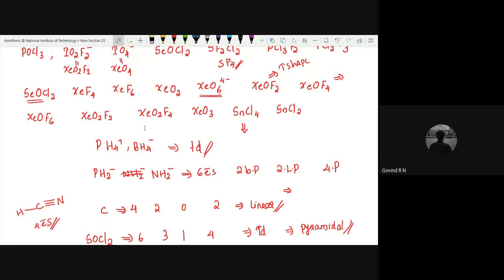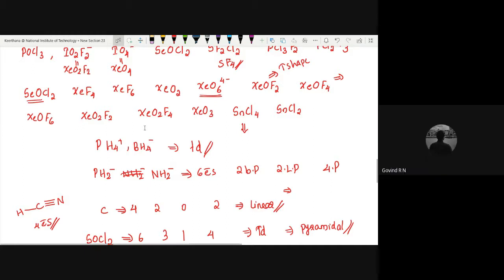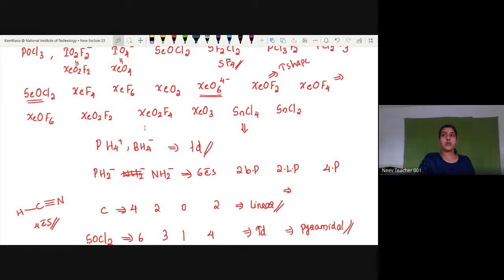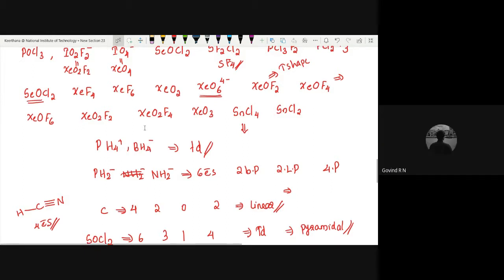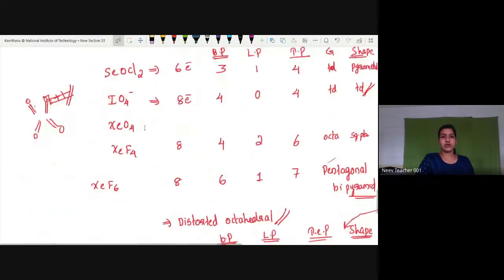I think it's trigonal planar shape. No, geometry. Yes, trigonal planar. Sorry, trigonal planar geometry, right? Yes, ma'am, trigonal planar geometry, and bent shape. Yes, ma'am. That is all about VSEPR.